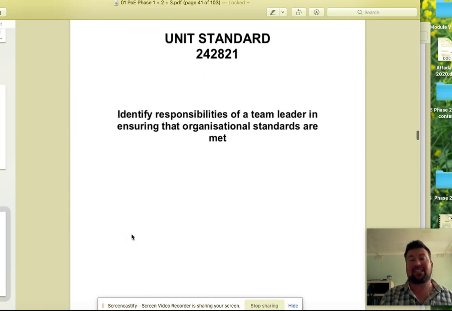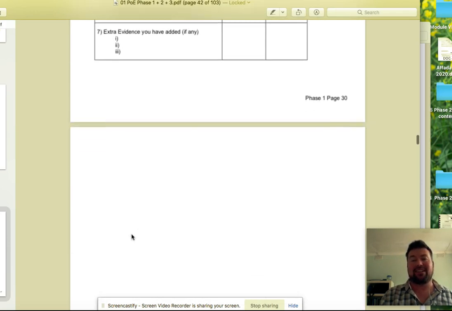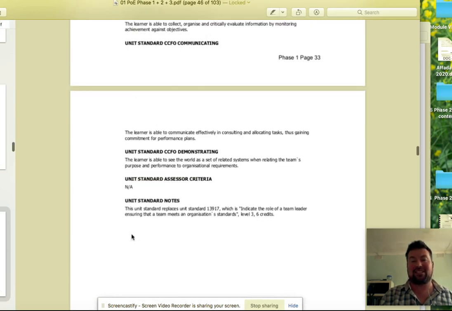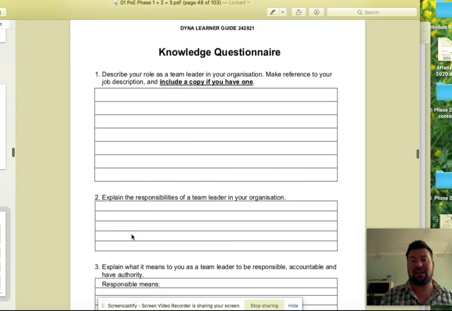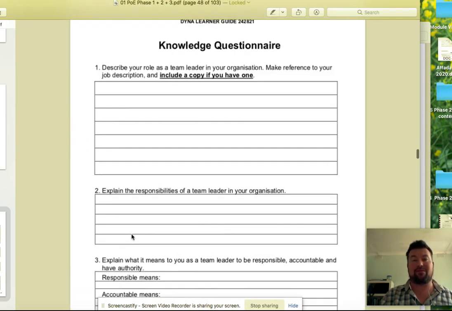All right, the next thing that we are going to do is Unit Standard 242821. Okay, so let's take a look at that. It is on page number 35, Phase 1, page number 35.